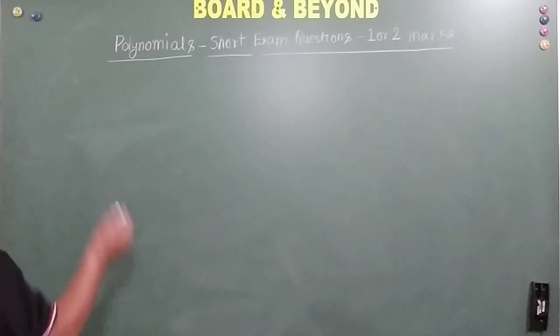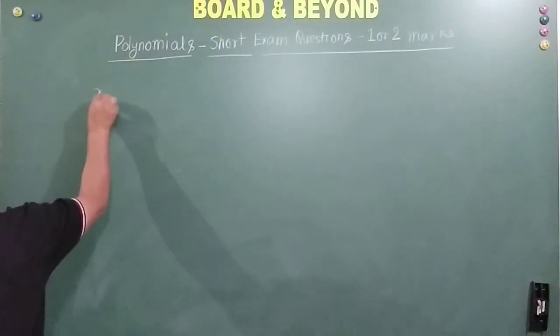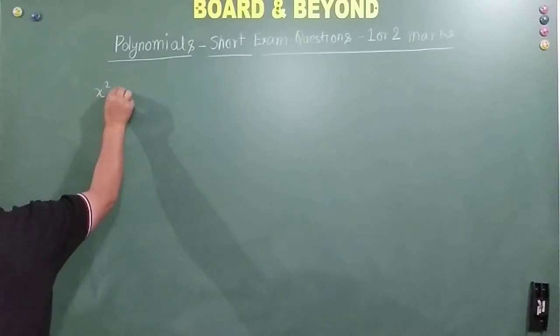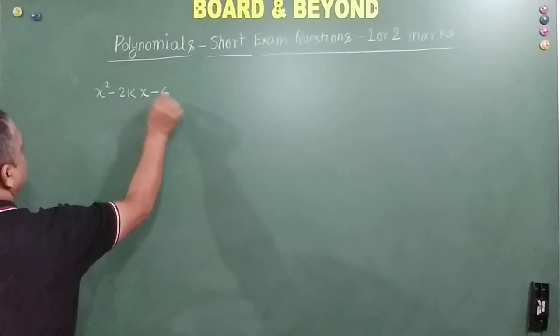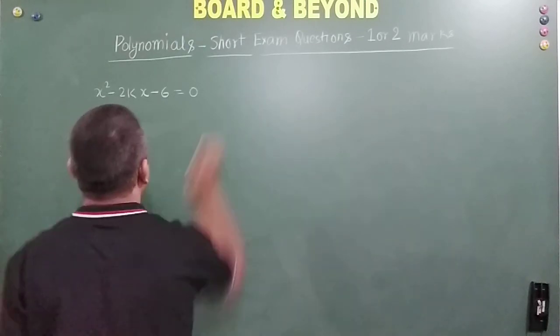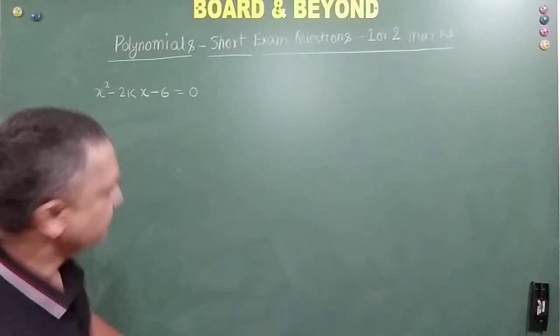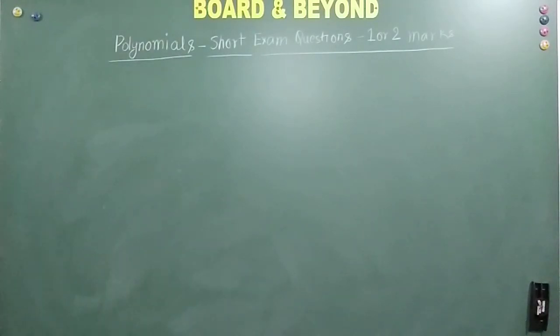If x is equal to 3 is one of the roots of x square minus 2kx minus 6 is equal to 0. Sorry, we have already done this, friends. Let's not repeat it.